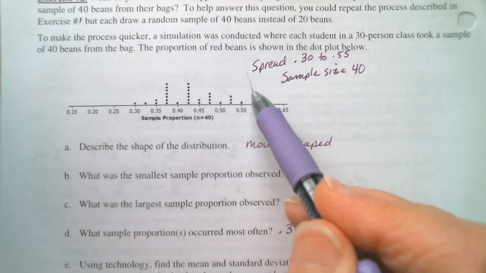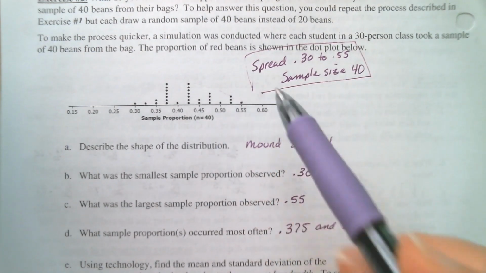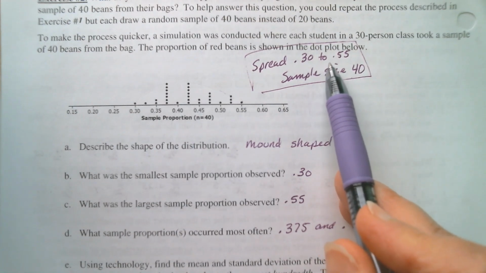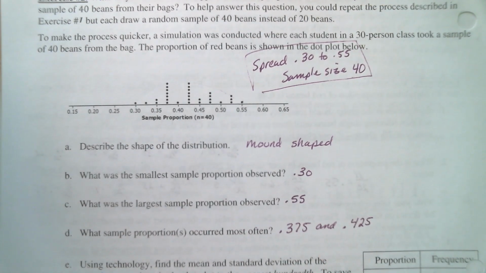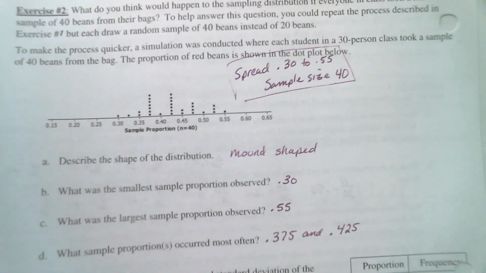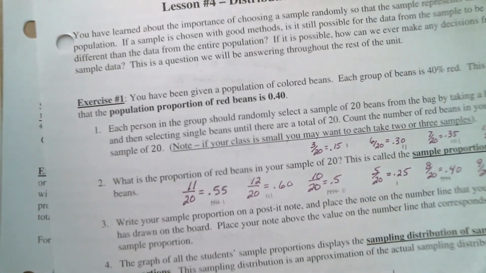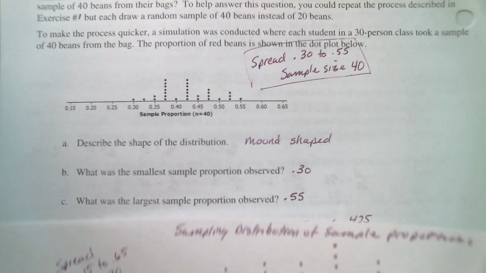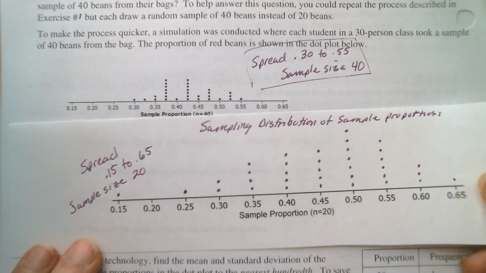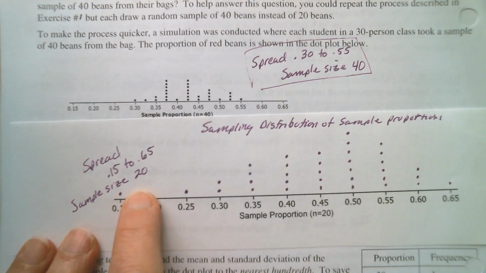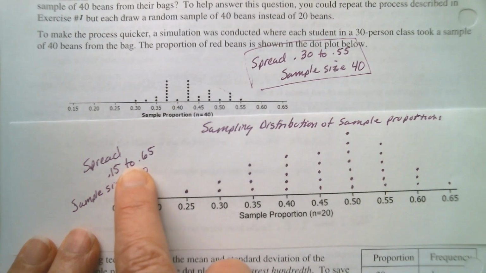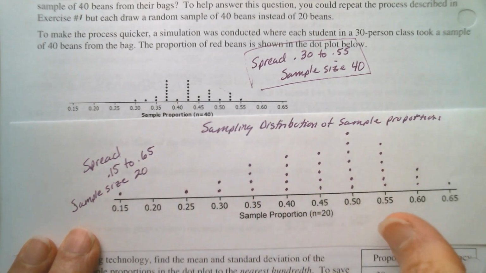Again, the larger the sample size, the narrower the spread. If we compare that back to, sorry, here, it's easier here, what I had on the other side, here our sample size was 20 and our spread was from 0.15 to 0.65. That was a much larger spread.